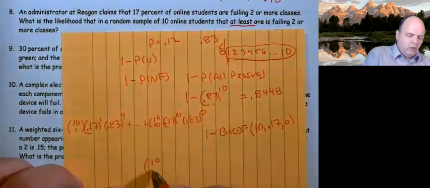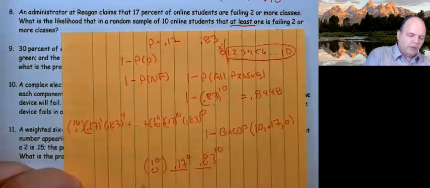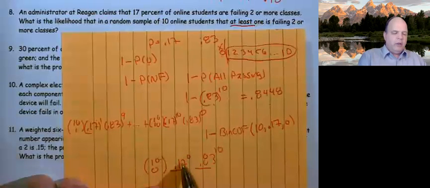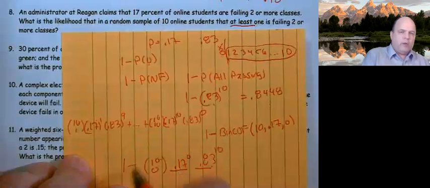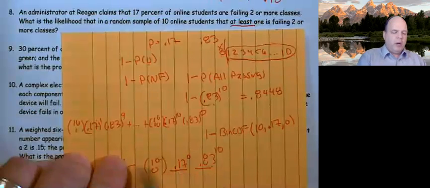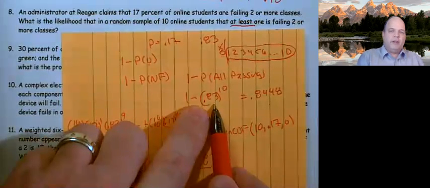10 choose 0, 0.17 to the 0, 0.83, 10 minus 0 is 10. Well, guess what? This is 1 and this is 1, and we're left with this. And since it was an at least, we have the 1 minus. So 1 minus 0.83 to the 10th, which is what we showed right there.